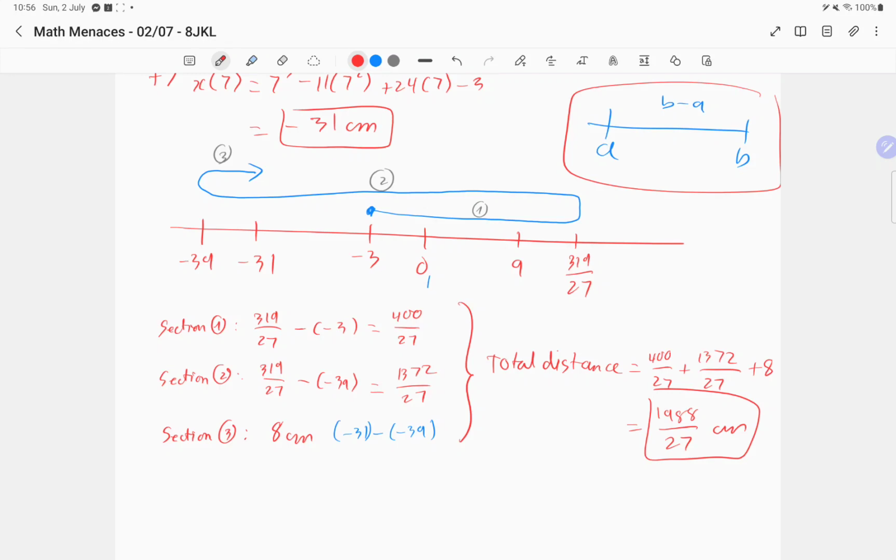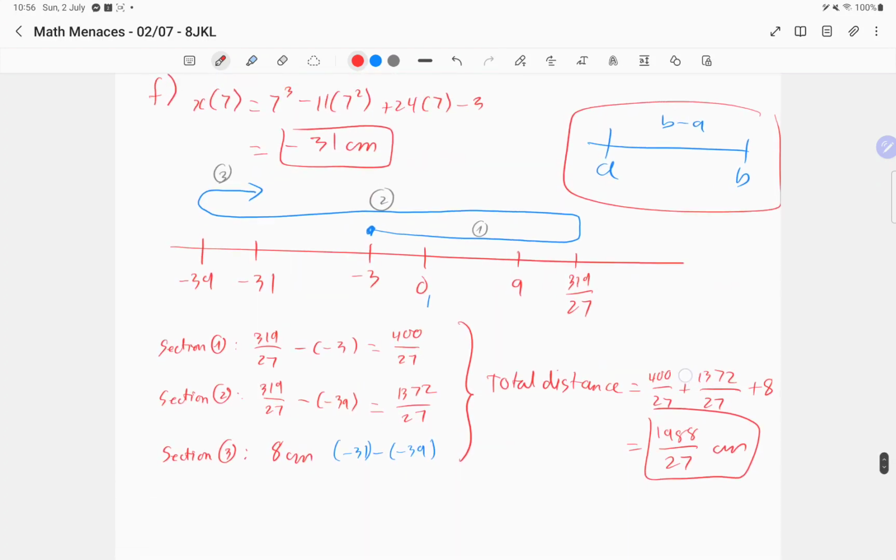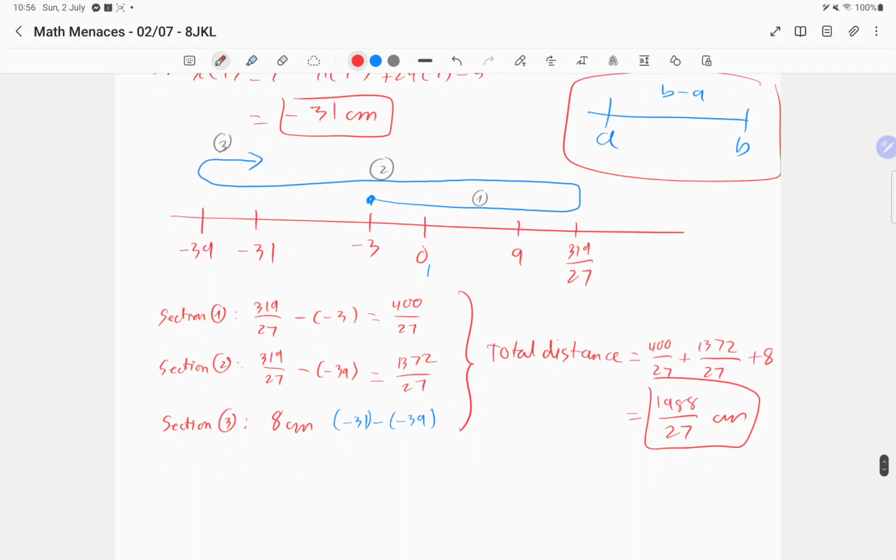I'm bored of this question. But yeah, just remember when you are calculating this one, just take the right point minus the left point.